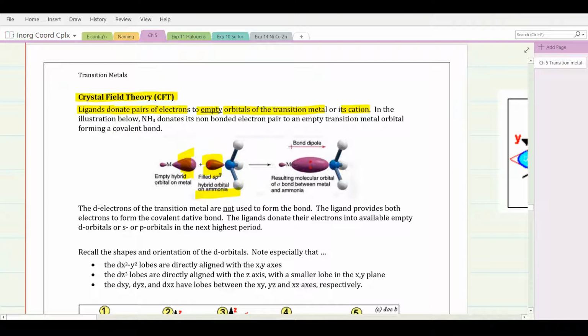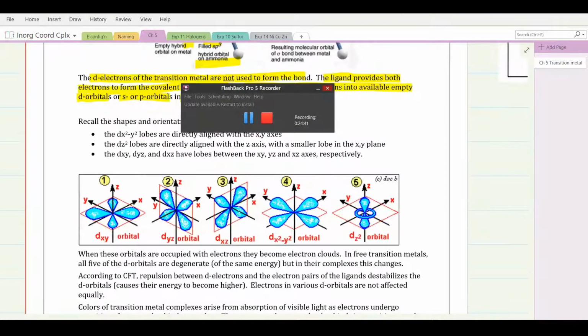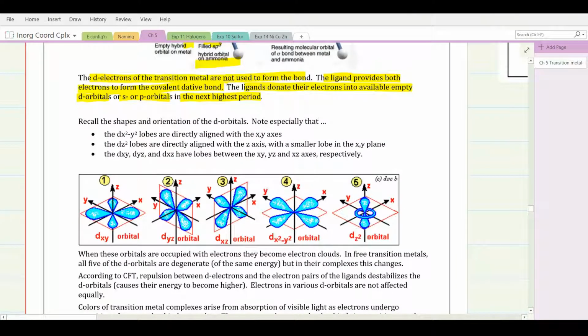The d electrons of the transition metal are not involved. They're not used to form the bond. It's the ligand that provides both electrons to form this coordinate covalent bond. The ligands donate their electrons into empty d orbitals or s or p orbitals in the next highest period. Previously we looked at the shapes of the d orbitals, but now we have to look at them more closely.